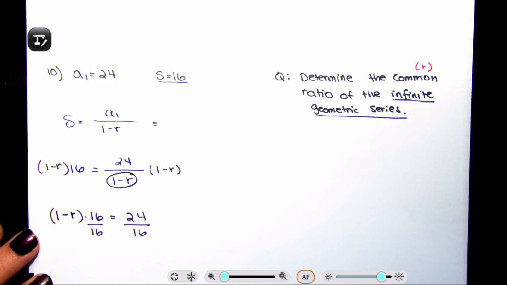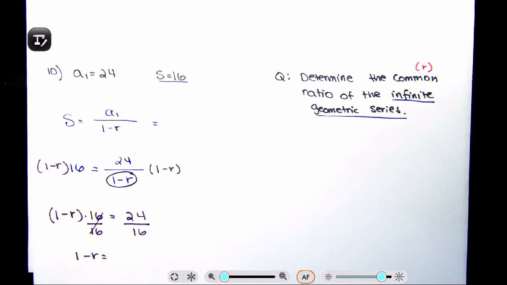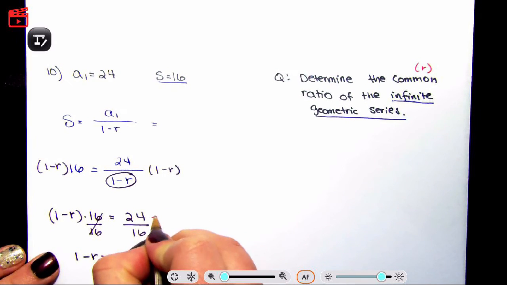r right now is in a bubble, and that bubble is attached to 16. So get rid of anything outside the bubble first before you do anything inside the bubble. So you have 1 minus r is equal to 24 divided by 16. So I'm thinking 16, 4 times 4 is 16. I don't know why I'm having difficulty with this right now, but that's okay. Let's do this the long way.